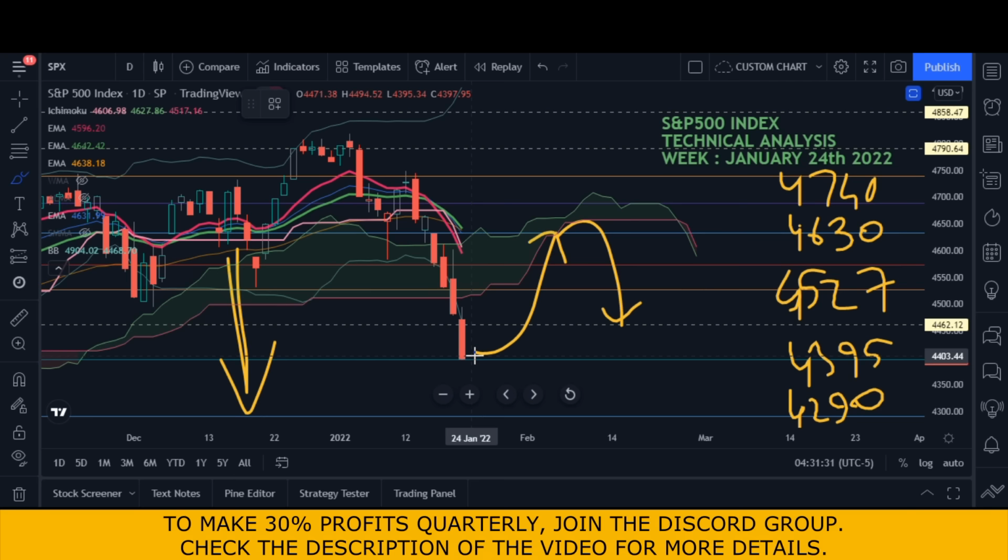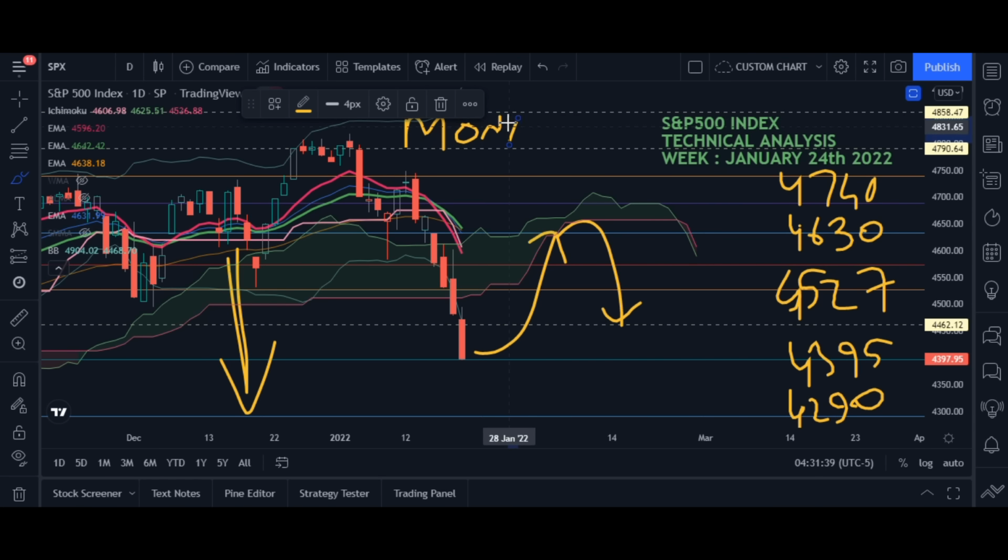So on Monday there are 99% chances, write it down here, that on Monday it is going to retrace. Monday, rebound. It is going to rebound on Monday.